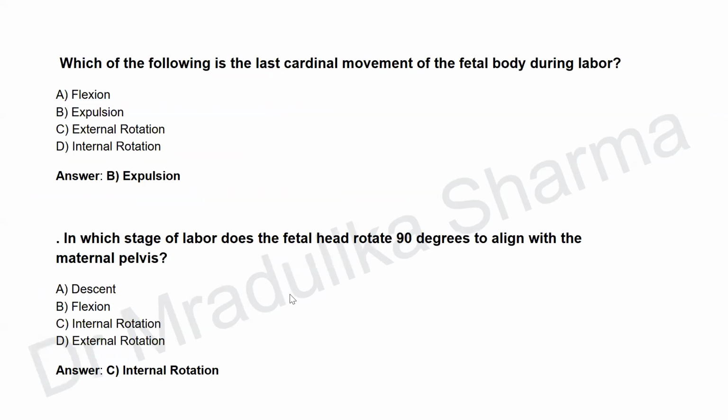Which of the following is the last cardinal movement of the fetal body during labor? Well, it is the expulsion. In which stage of labor does the fetal head rotate 90 degrees to align with the maternal pelvis? Internal rotation.